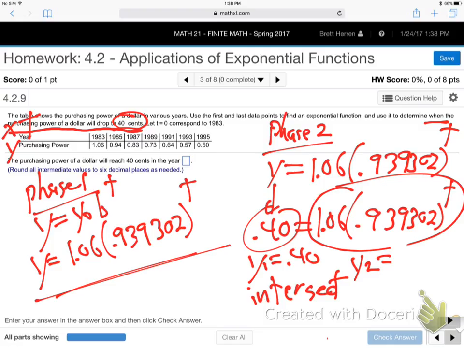So everybody see what I got then? I put one of the functions in Y1, one of them in Y2. You could switch it. Doesn't matter which one's Y1 or Y2. Okay? And then you hit graph. There's the flat one. That's the 0.40. And there's the exponential one.